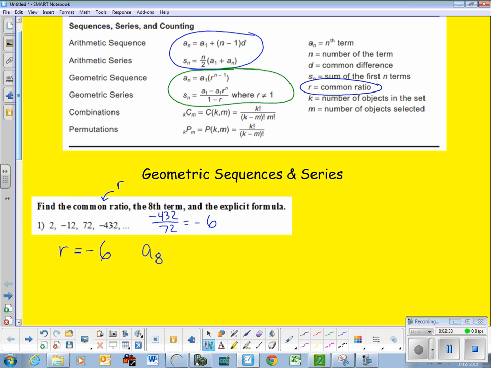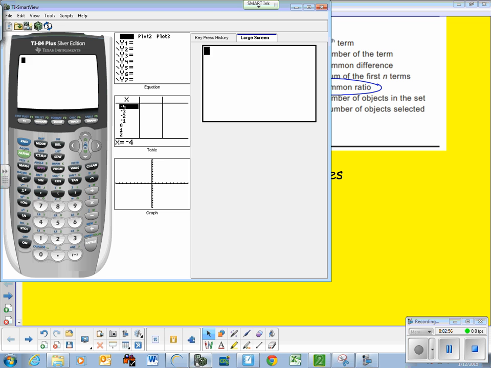Now, I'm asked for a term, so that's a sequence. So I'm doing this right here, A sub 8. That's the first term, 2, times the common ratio, negative 6, to the n minus 1 power. So if I want to get to the eighth term, I need to take 7 steps. And each step is a multiplication by negative 6. All right, so my calculator, 2 times negative 6 to the 7th. My eighth term is negative 559,872.